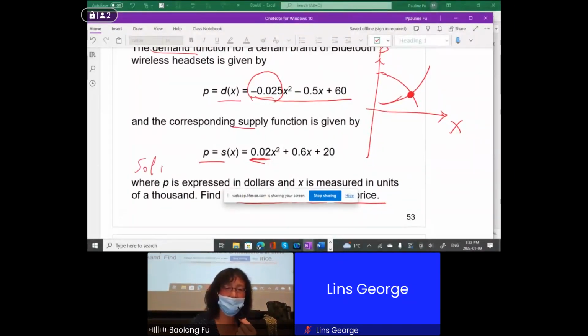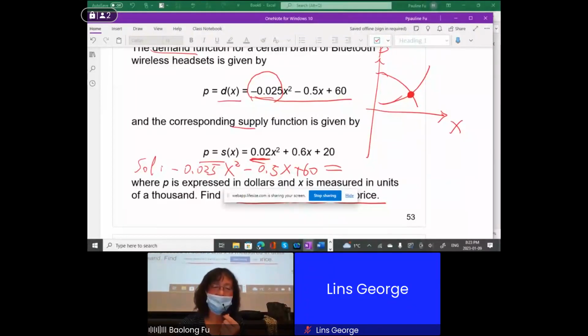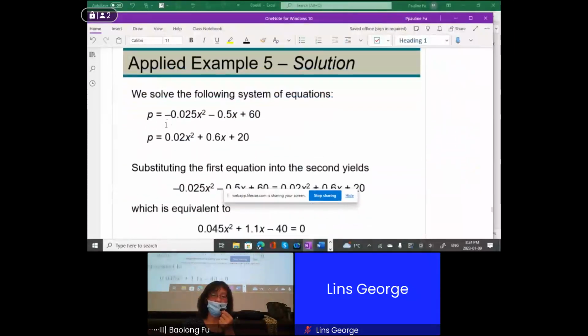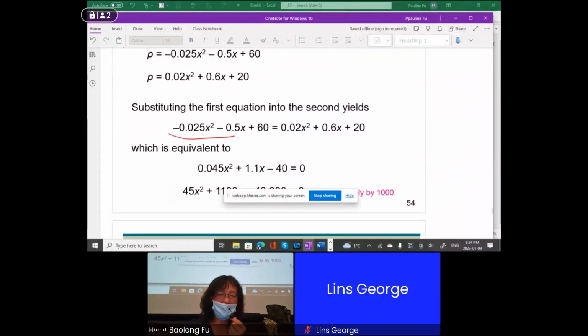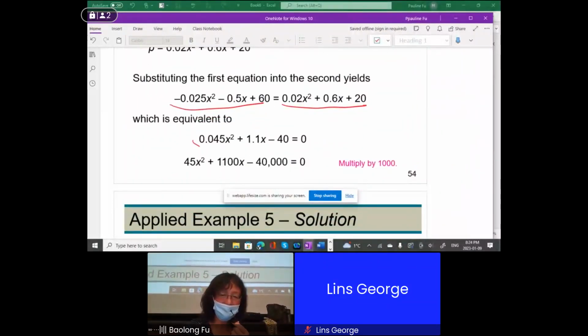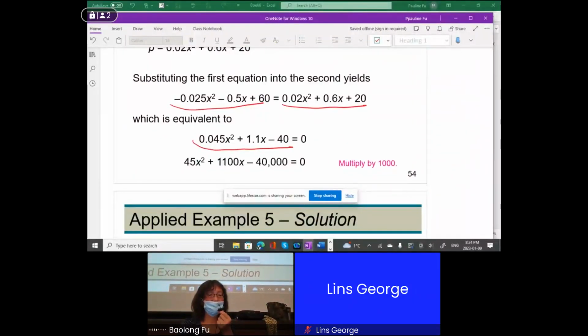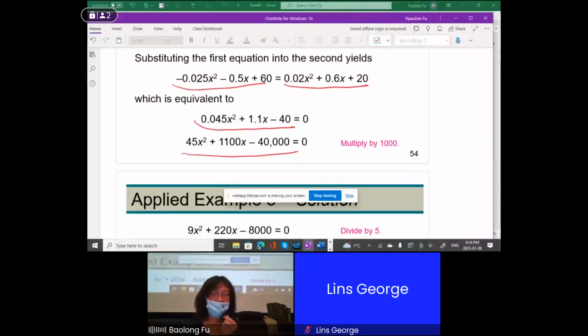So, solution: negative 0.005 x squared minus 0.5 x plus 60 equals the supply function 0.02 x squared plus 0.6 x plus 20. Okay, this is the idea. Solve this equation, which is a quadratic. You can use the quadratic formula to get the solution. But first, set demand equal to supply and simplify this equation, and you get this one. This is the standard polynomial quadratic form.